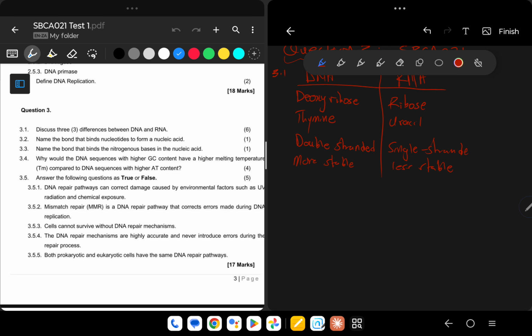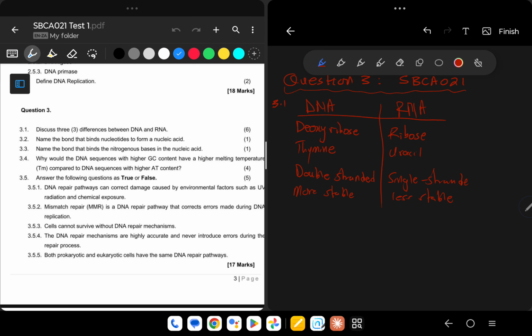You can also put these differences into words, wherein you discuss how the sugar in DNA differs from that in RNA, and also that in DNA we have nitrogenous bases such as guanine, cytosine, and adenine, and instead of uracil we have thymine, and then in RNA, instead of thymine we have uracil. Then you go on and speak about the strands, and about the stability.